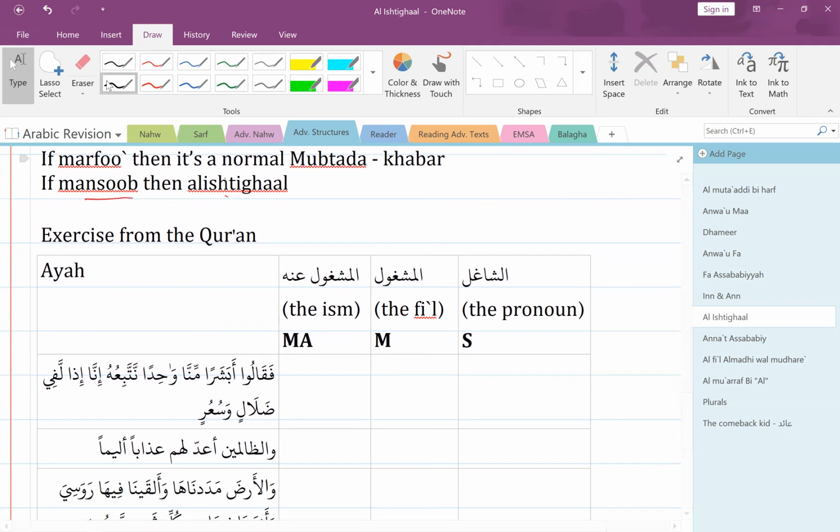Okay, great. So we can do the exercises from the Quran. So if anybody wants to participate, please raise your hand.